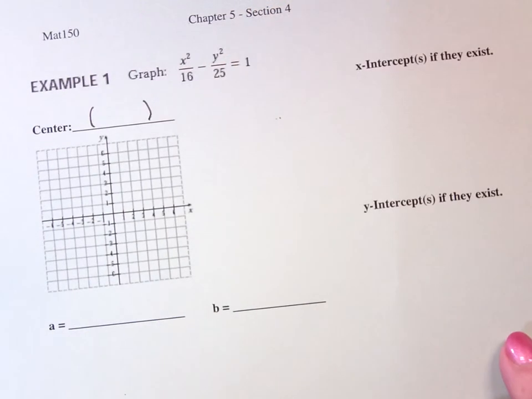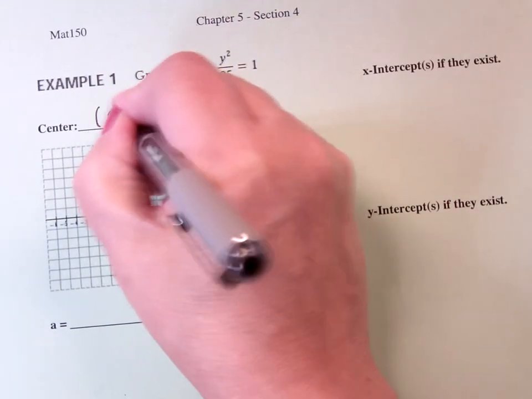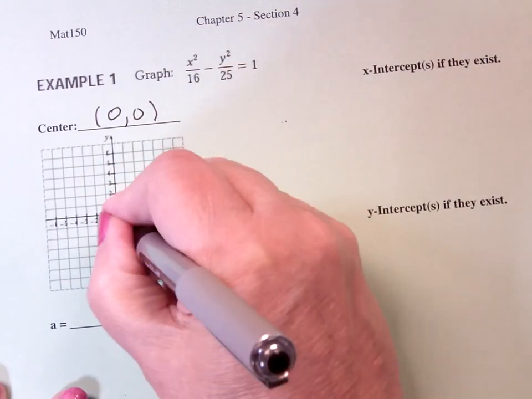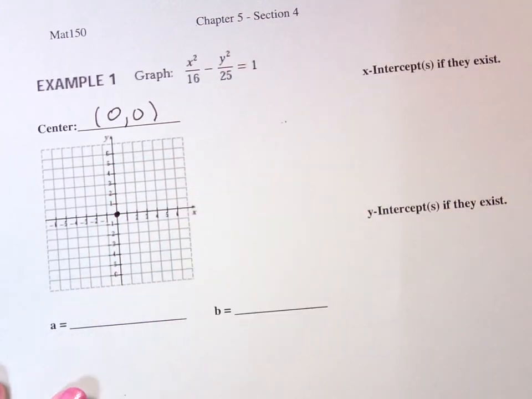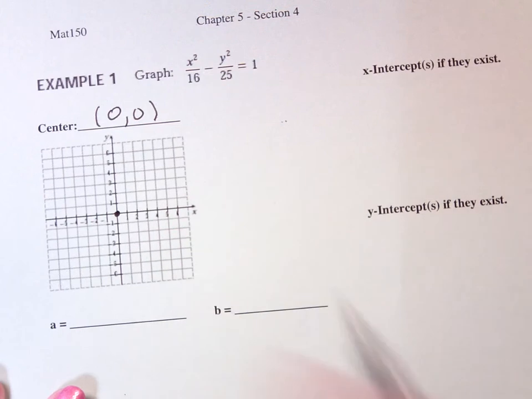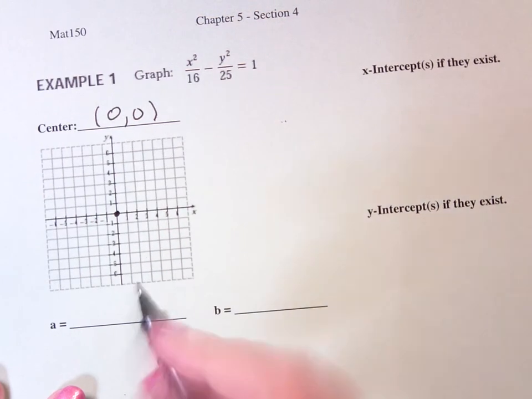What's the center? 0, 0. And so that means the center is here. Now, if we go to look at the x-intercepts and the y-intercepts, in fact, let's just do A and B because that's going to be the easy part.